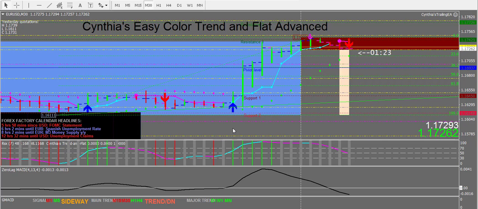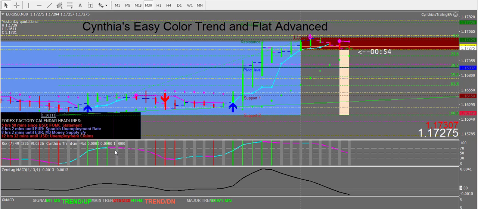If we look at the different indicators for the advanced system, first of all, just like any of my new Easy Color Trend and Flat, you have the colored box, which is blue. So we know we're only interested in buy trades. I think the most important boxes are my trend boxes and my volatility boxes down here.